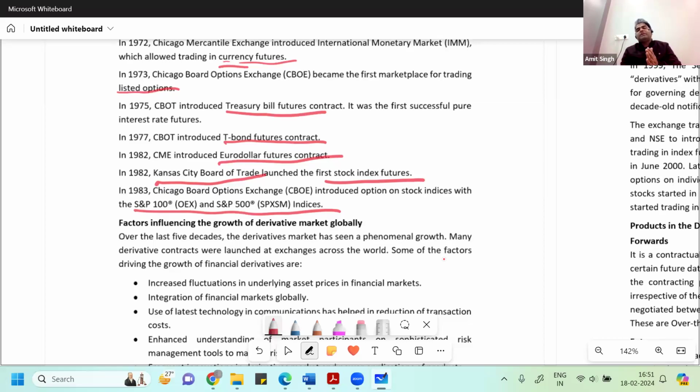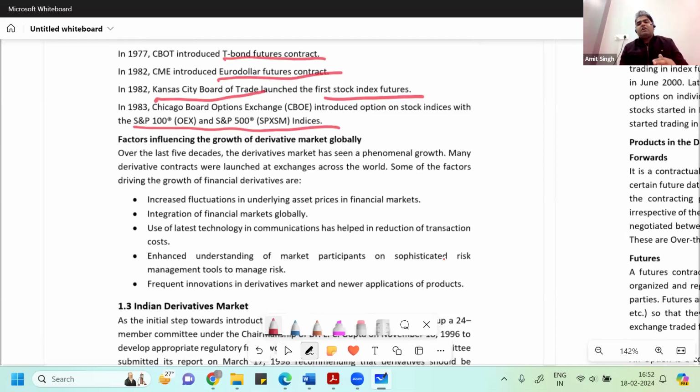So equity derivatives, options contracts were introduced on CBOE. You can remember these events which have happened from era to era, signifying the development of the derivative market all over the world. First it was introduced in the name of commodity futures. Then from commodity futures it went to currency futures.